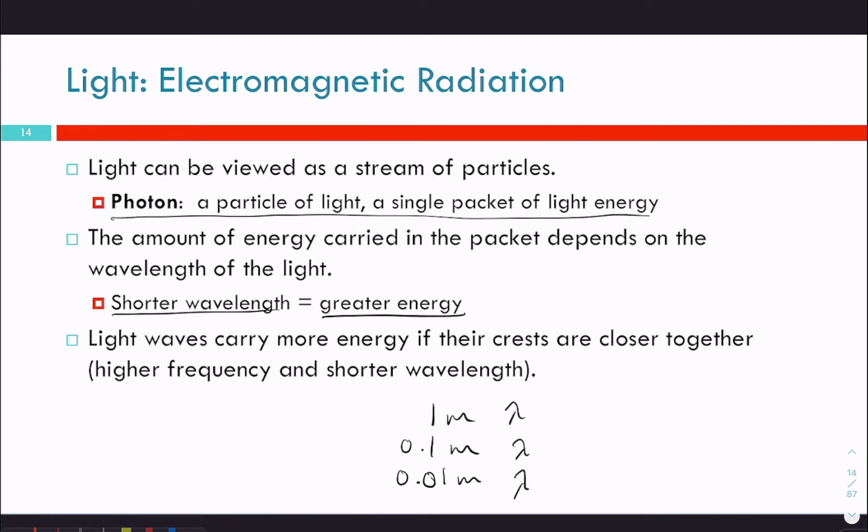So light waves carry more energy if their crests are close together. I like to think about this as waves crashing on the beach. There would be a lot more energy if the waves were crashing faster. Are the wavelengths always going to be the same size? For a particular energy of light, the wavelengths are always the same size. So wavelength, frequency, and energy are all tied together.